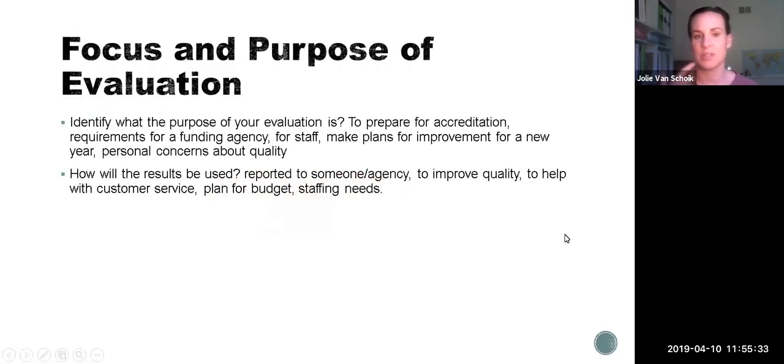So what's the focus and the purpose of evaluation? There are lots of different reasons. So you need to know the purpose of the specific evaluation that you're doing and why you're doing it. Sometimes we have to do an evaluation to prepare for accreditation. NAEYC and NECPA are the larger ones in California. There's also Montessori and Waldorf and specific to actual programs as well. So you typically have to do an evaluation before accreditation comes out.